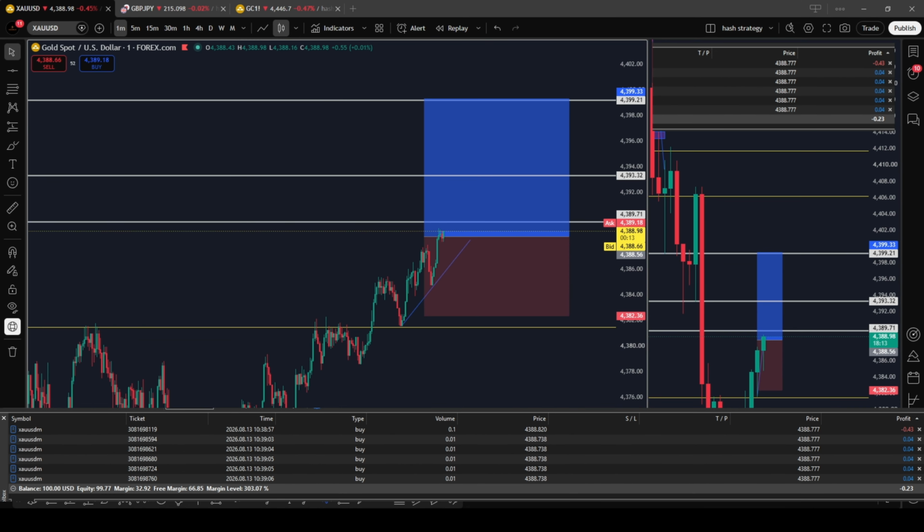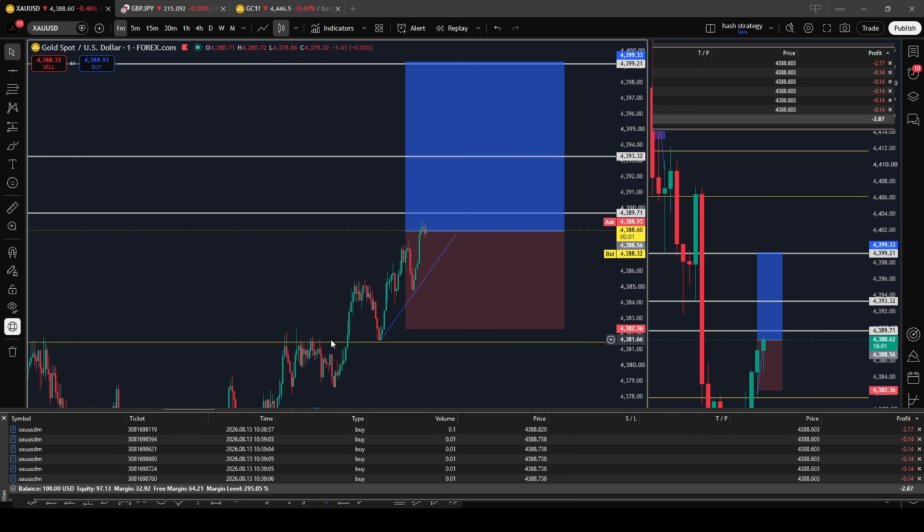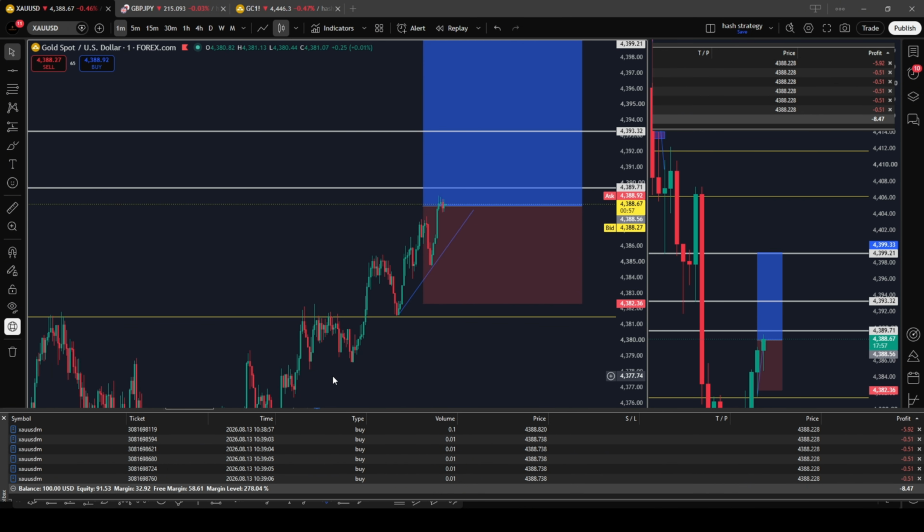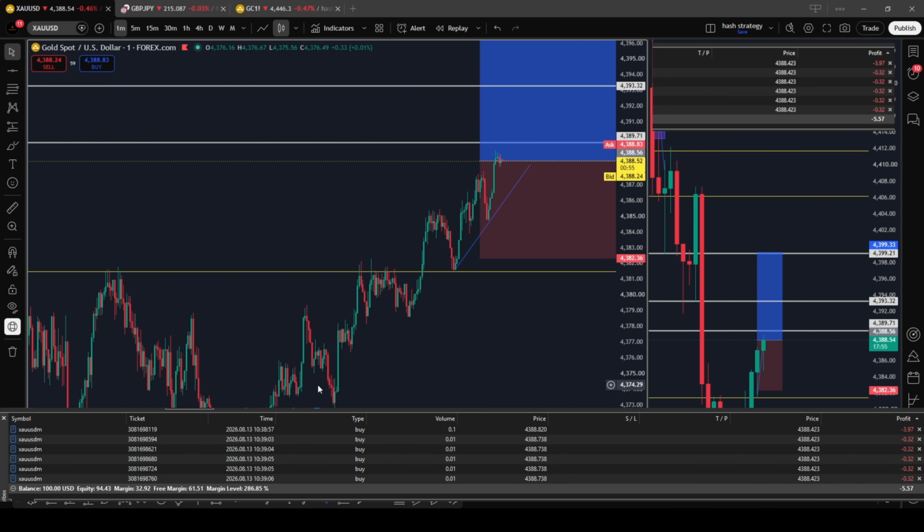Alright, so in this video we're using market structure, price action, support and resistance, and areas of confluence. Right now we have a buy on gold, and the time frame we are on is the 1 minute, and the reason for this trade is very simple.